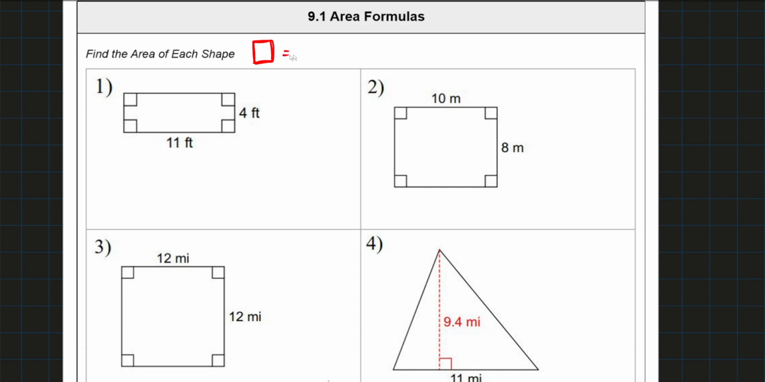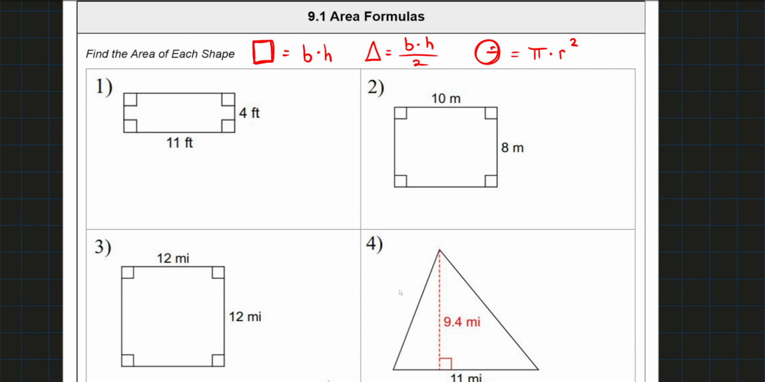For a rectangle or a square, that's just going to be base times height. I'm going to do it up at the top of the thing. The area of a triangle was base times height divided by 2. And the area of a circle was pi times radius squared.